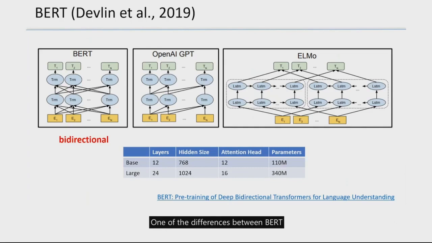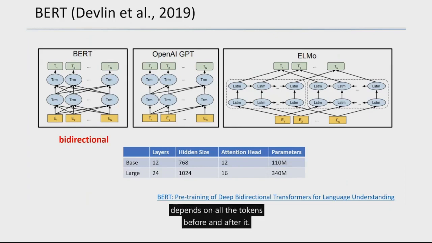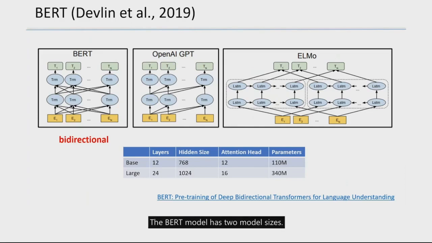One of the differences between BERT and the previous pre-trained models is the use of bidirectional attention in the transformer layers. That is, for each token, it can attend to all the tokens in the input sequence. In this way, the representation of the token depends on all the tokens before and after it. And the BERT model has two model sizes.